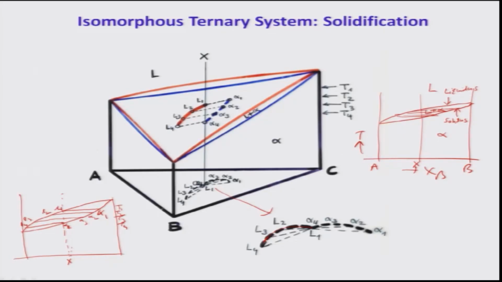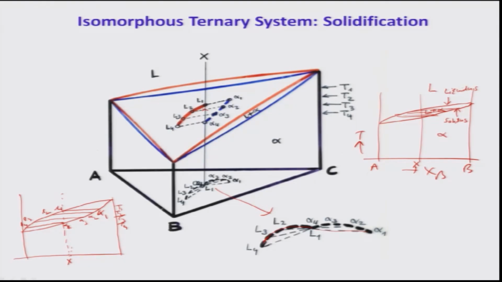The reason we draw it here is that we can then calculate, suppose I want to know the volume fraction of alpha at temperature T1. It is minuscule. Why is it minuscule? Because X is sitting exactly on L1. Only at temperature T2 does X lie on this point.